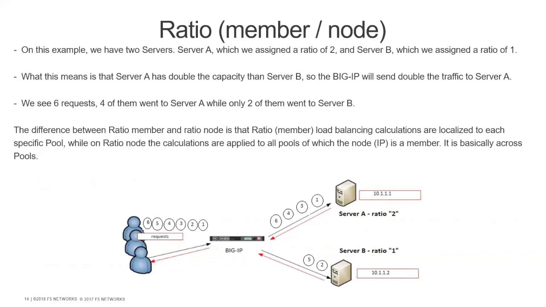So an important notion as well, because we have ratio member and ratio node. Ratio member is about the pool itself. So we are speaking just about this pool. But be aware that, for example, server A, which is in this case 10.1.1.1, can be on multiple pools. So for example, if this server is on 3 pools, a ratio member pertains only to this particular pool. But when you have a ratio node, we'll actually check all the connections that are across all pools. This is important to understand as well.